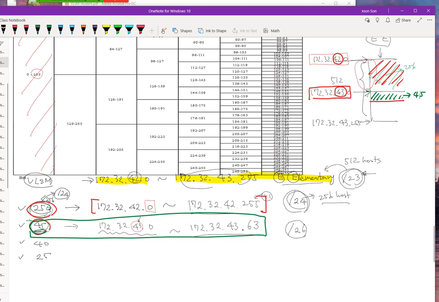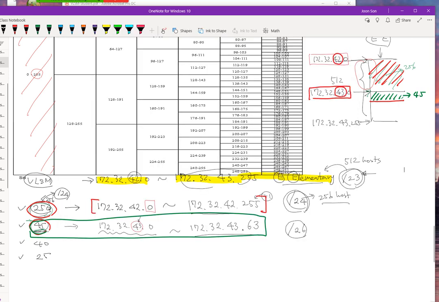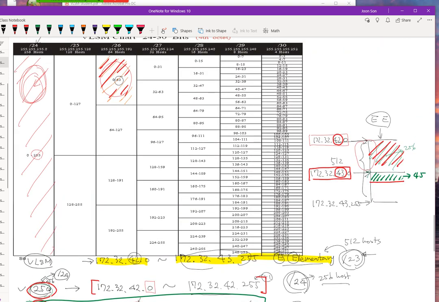So any question? Okay. And then I think you can finish the rest of them. The rest of them is basically applying this chart. It's very straightforward. Okay, so we'll take a break here, and then the next part is part 3 of problem 36. Thank you.